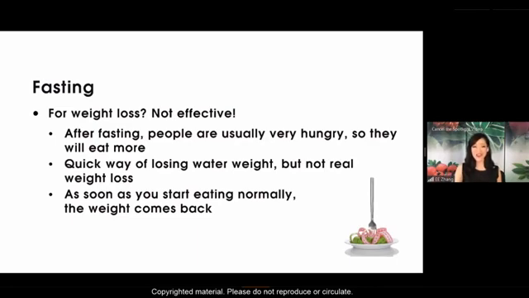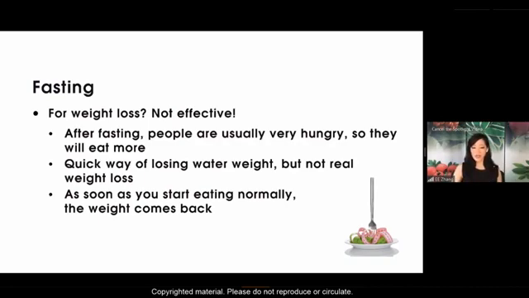This is also not effective, unfortunately. So after fasting, people can be very hungry, so they can tend to eat a lot more. Now, it can be a quick way of losing weight. It can be a crash diet. If you stop eating, you're not going to take in any calories, so you will lose weight. But it's not a very healthy method for losing weight, and it's not very sustainable because as soon as you start eating normally, most of the weight loss will tend to come right back.